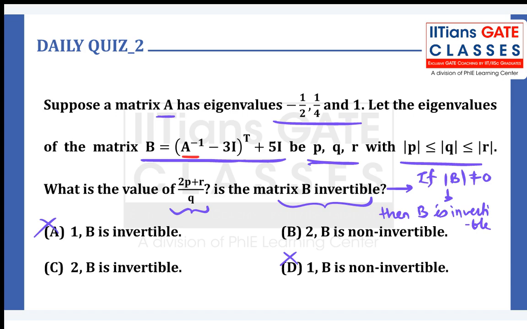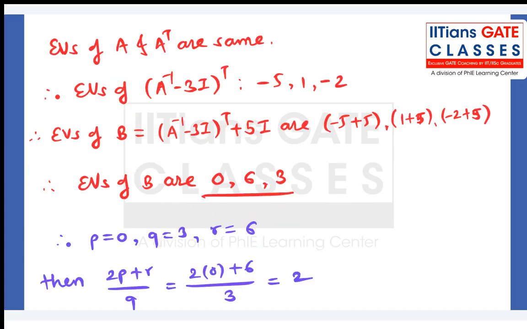So now the fight is between B and C. And as I told you, for matrix B to be invertible, its determinant has to be non-zero. Okay, so now you know the eigenvalues of matrix B, and you can use the property that the product of the eigenvalues of matrix B is nothing but the determinant of your matrix B. Okay, maybe we'll go to the next slide.